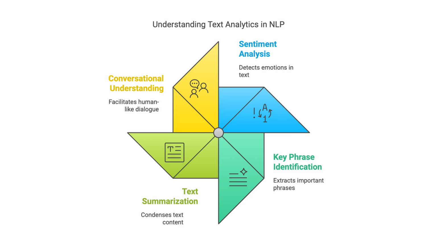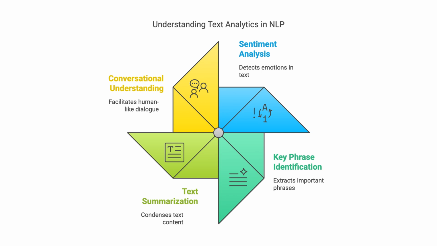Let's explore the fascinating world of text analytics within natural language processing, or NLP. At its core, text analytics involves using artificial intelligence to extract meaningful information and insights from written language, transforming unstructured text into valuable data. This visual highlights four fundamental capabilities that enable computers to understand and work with text in powerful ways. As illustrated in the pinwheel diagram, these capabilities work together to provide a comprehensive understanding of text.